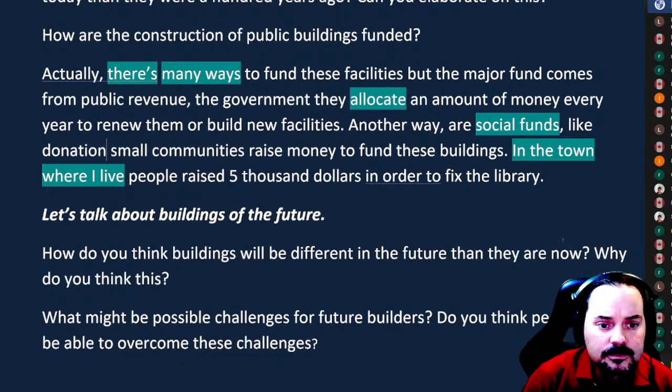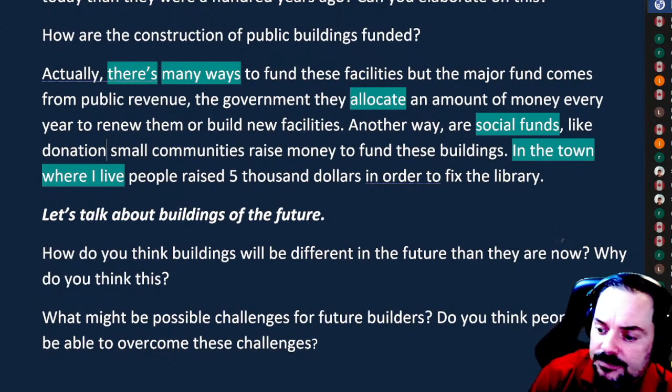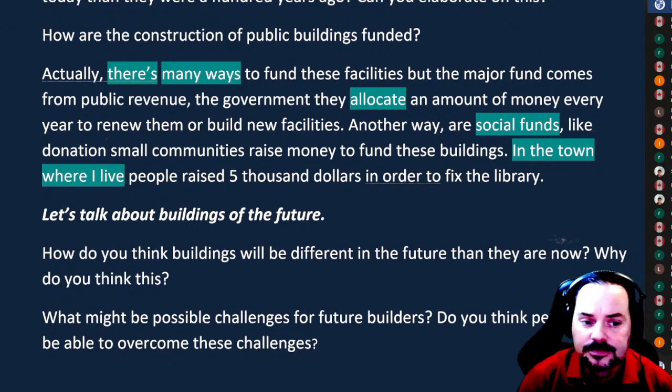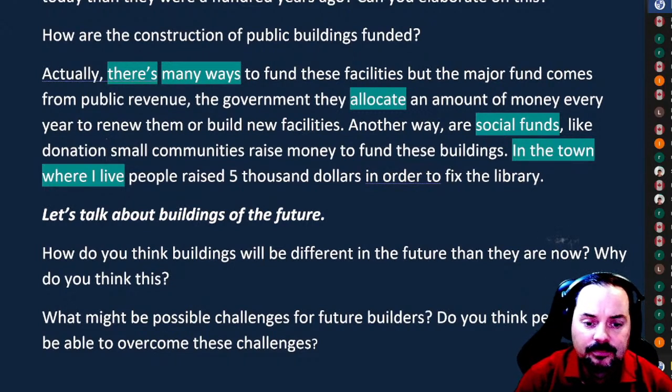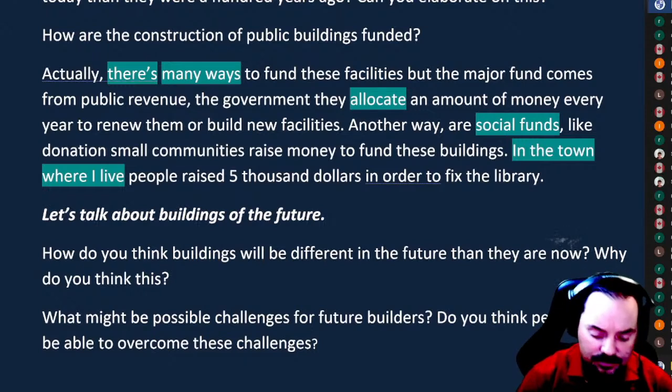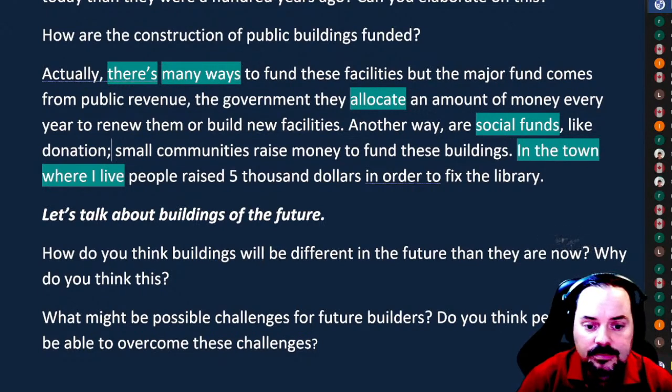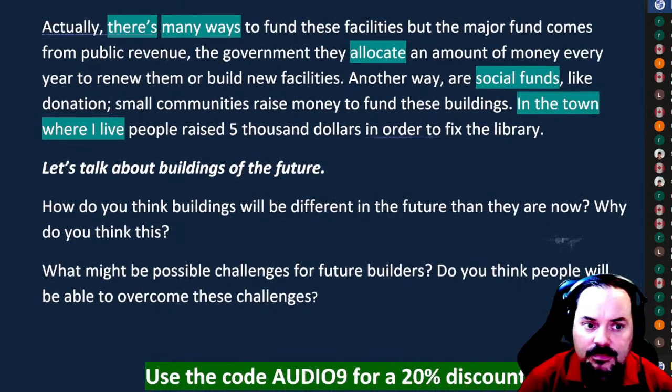Actually, there are many ways to fund these facilities, but the major funding comes from public revenue. The government allocates an amount of money every year to renew them or build new facilities. Another way is social funds, like donations. Small communities raise money to fund these buildings. In the town where I live, people raised $5,000 in order to fix the library.